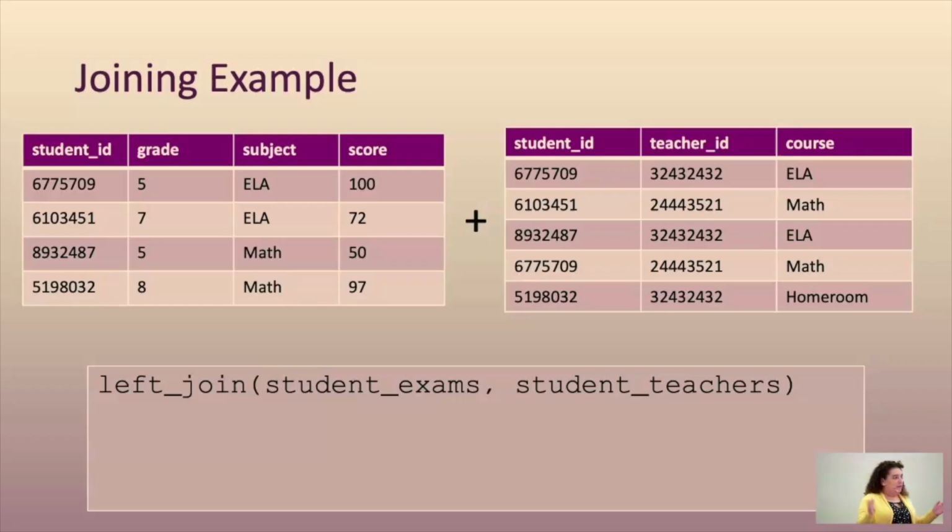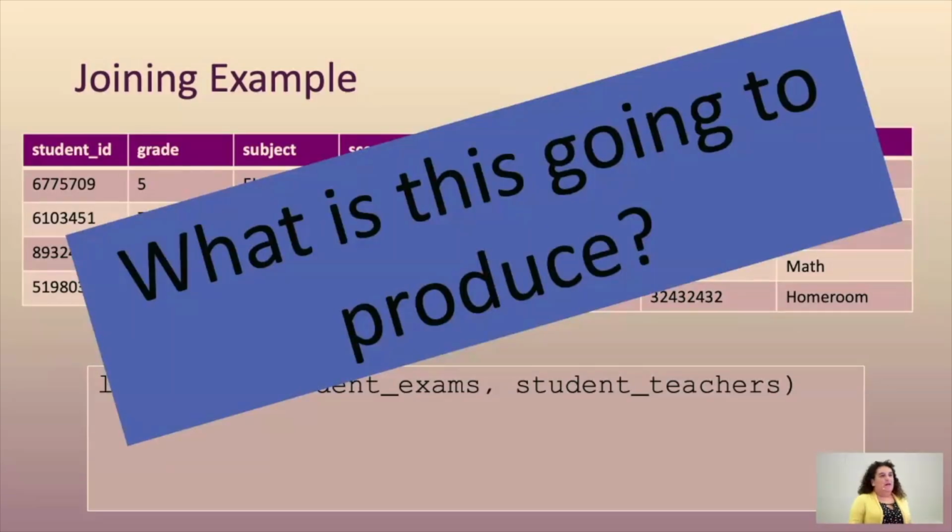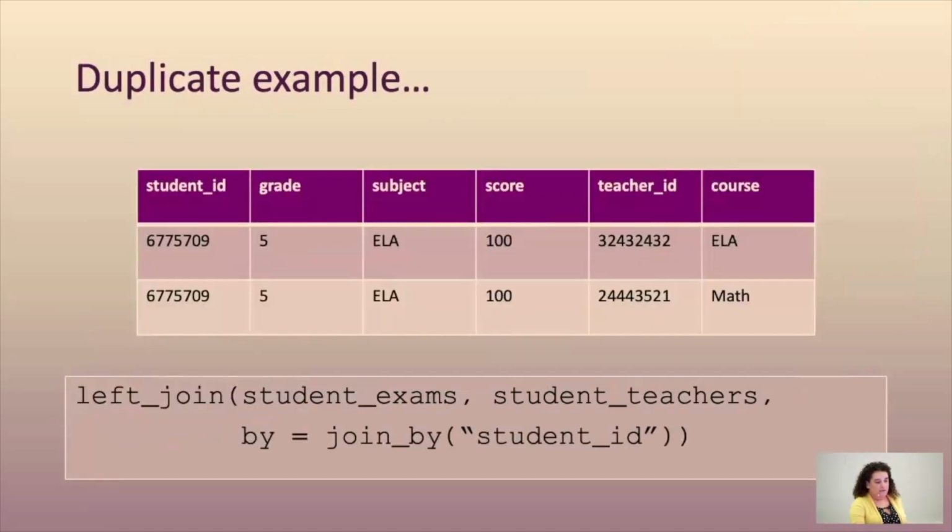Again, an example using the tables that we were looking at earlier. So this is student exams data: the student, the subject that they took the exam in, and their score. And then the teacher data that we were looking at earlier, with the student ID, the teacher ID, and the course that teacher teaches. So if I just do a basic left join with these two data sets, what is it going to produce?